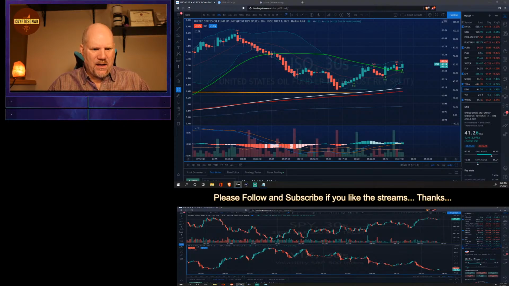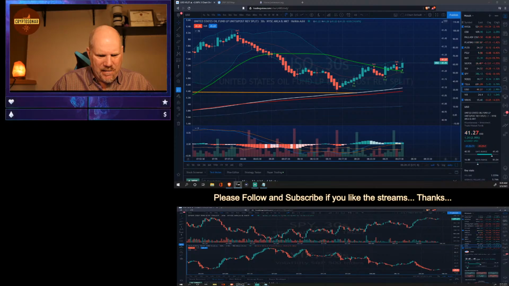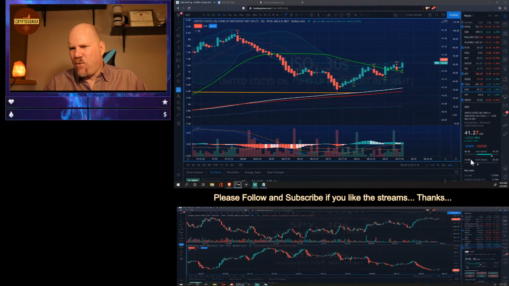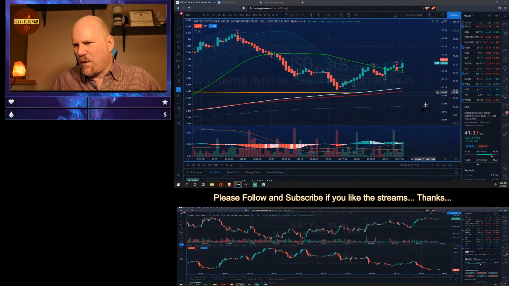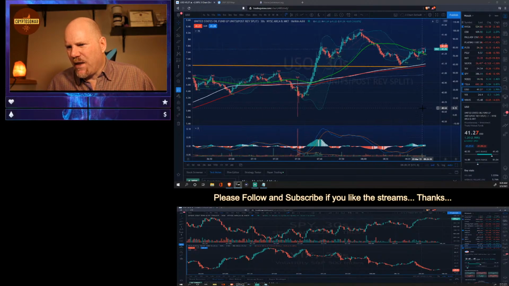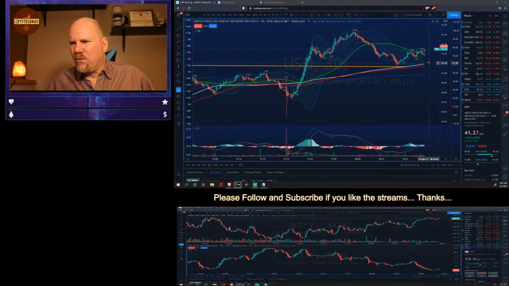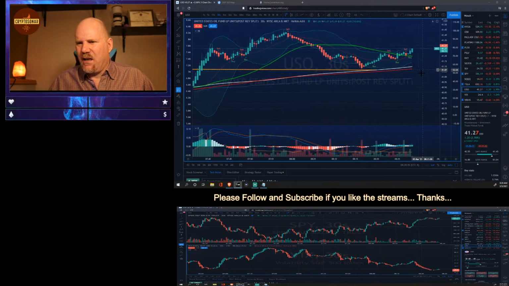Let me look. Hold on a second here. The pivot point is $40.40, somewhere around there. But I think we're blowing through that, so that'll be a new pivot tomorrow. So again, we'll see what happens on this later on today.